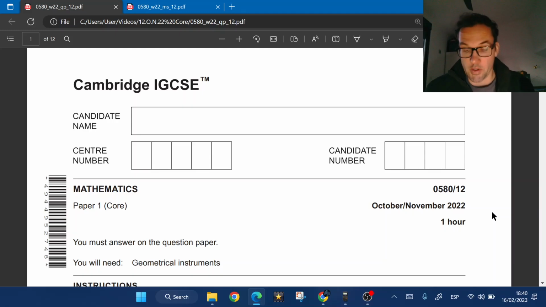Right, good day there. We're doing the October-November 2022 paper 1-2 core. Let's start.